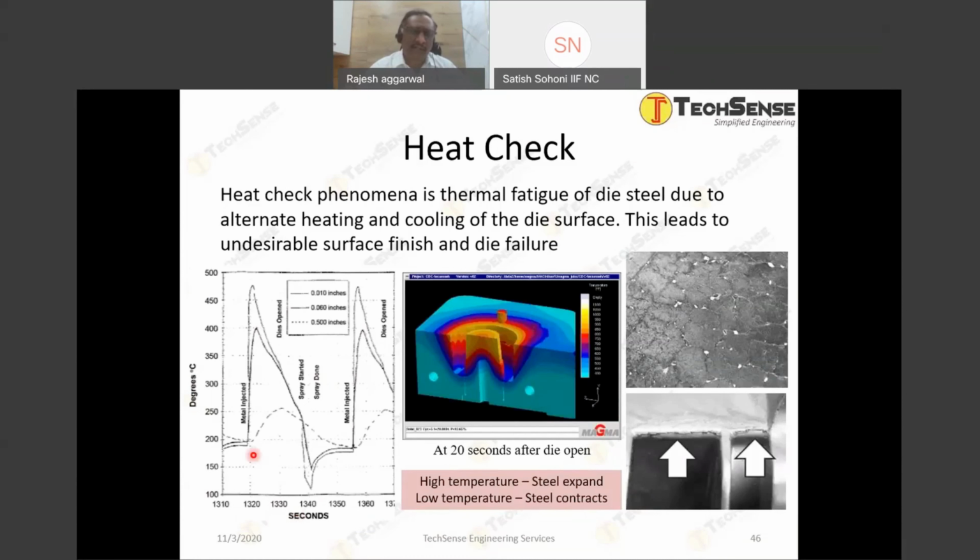The first graph you are seeing is basically one cycle, right? So what is happening in one cycle? During metal injection, the die temperature goes up, and during the idle cycle, the die temperature goes down. Then it gains a little bit, because the die temperature goes down mostly on the surface, not inside the die up to depth, right? And then the next cycle starts again. So this cooling and heating of the die surface leads to the thermal fatigue. With the high temperature, the steel expands, with the low temperature steel contracts.